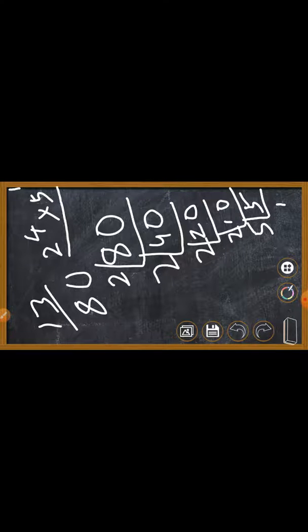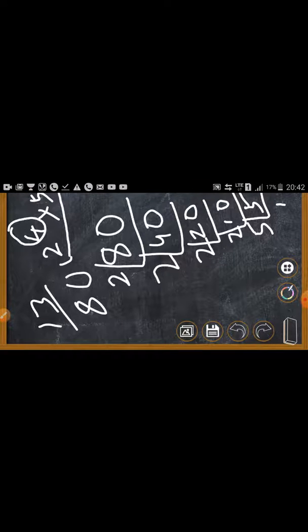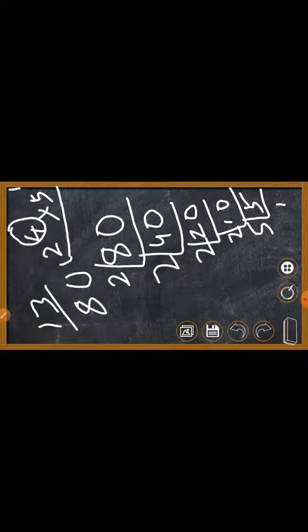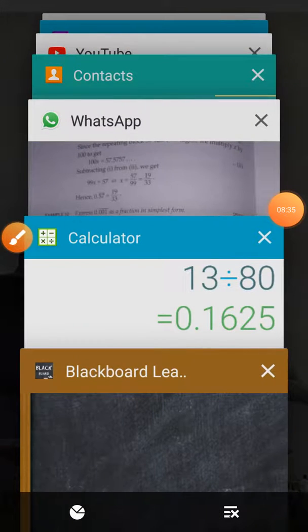Now why do I say that this one is a terminating decimal? This is the condition. Listen to me carefully: if after prime factorizing the denominator of a fraction you get 2 to the power something into 5 to the power something, then it is a terminating decimal. After this we'll move on to the second sum. Sorry, we won't do the second sum, we will do the odd number sums.